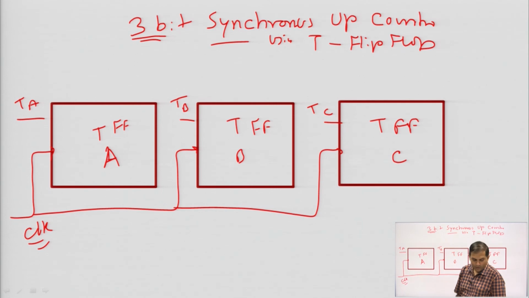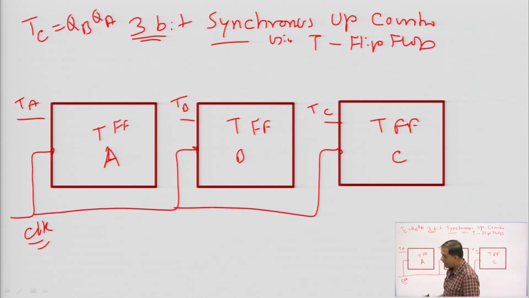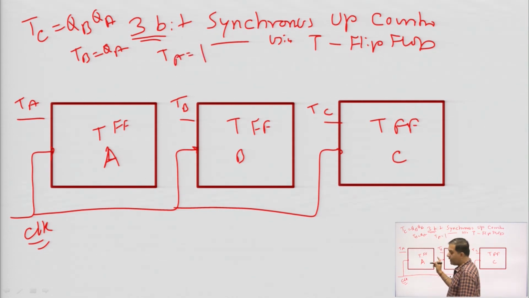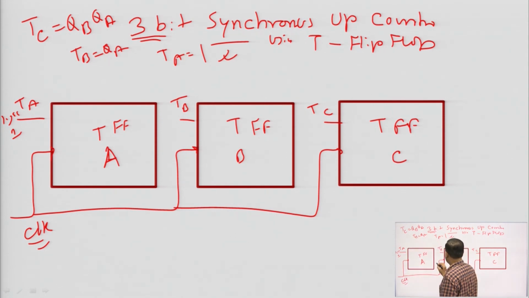Now, we have the equations. TC is equal to QB QA, TB is equal to QA, and TA is equal to 1. So, first of all, TA is equal to 1, so we give TA logic 1, this is done. TB is equal to QA, so TB is directly connected to QA.